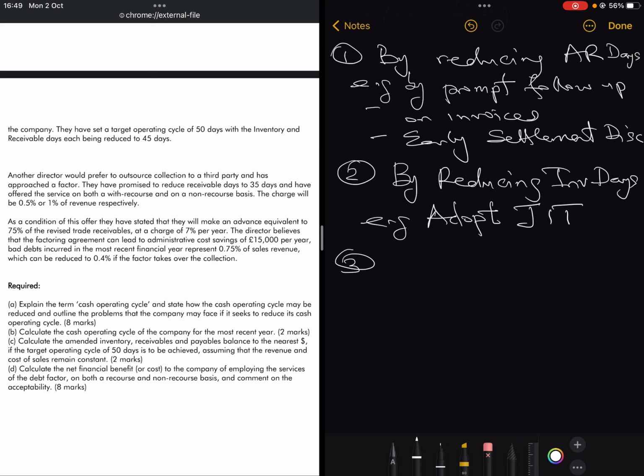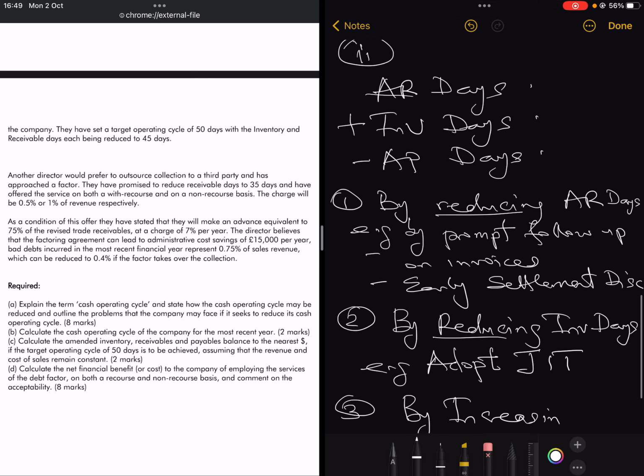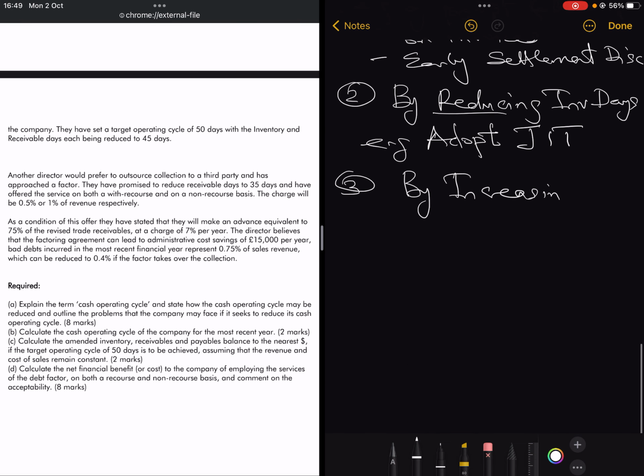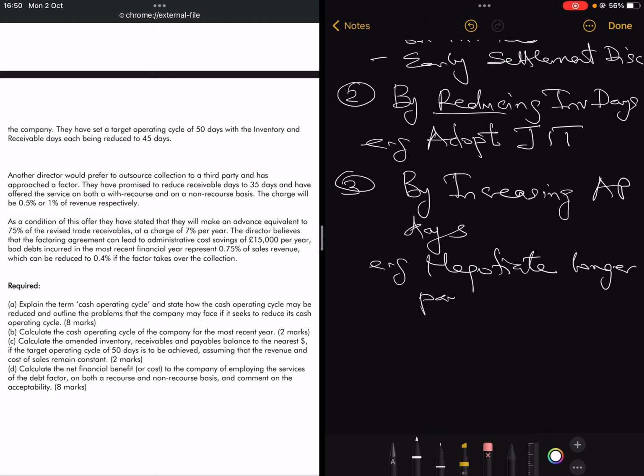Another way of reducing cash operating cycle is by increasing. Please take note. The other two is reducing, because from the formula these are positives. But for payables, a negative. So you need to increase account payable days to reduce your cash operating cycle. So by increasing account payable days, e.g., negotiate, usually the only way. Negotiate longer payment days with suppliers.